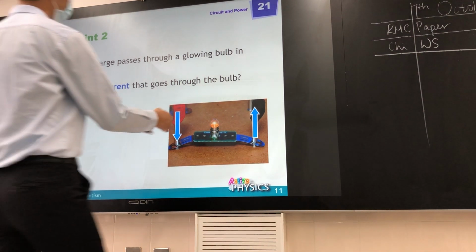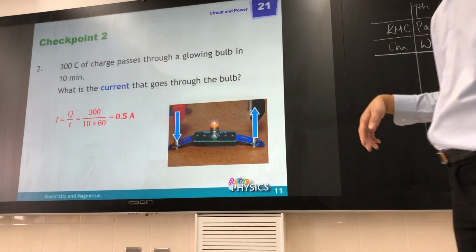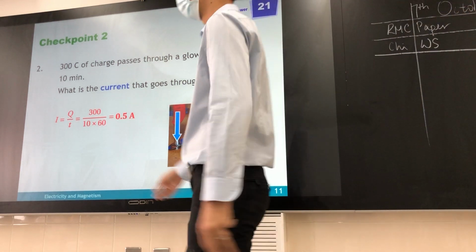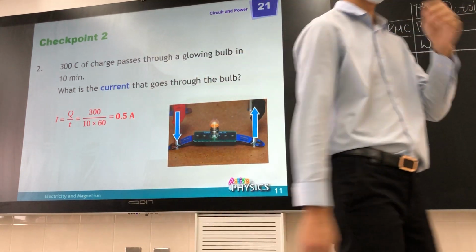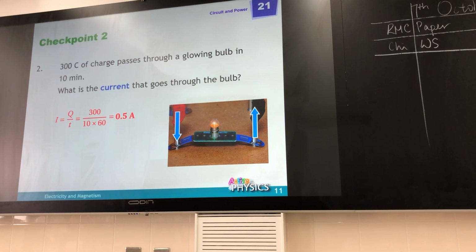Okay, so I think you can use less than 10 seconds to find the answer. So I equals to Q over T. So the answer is 0.5 A.